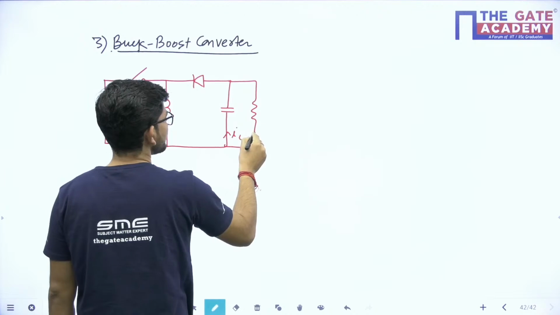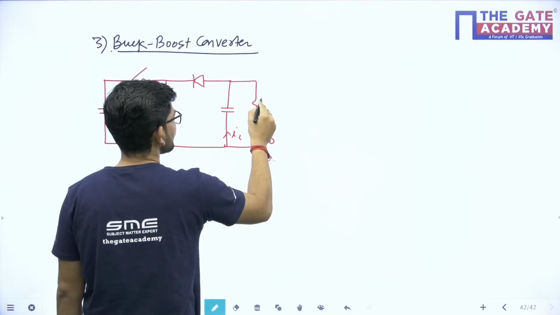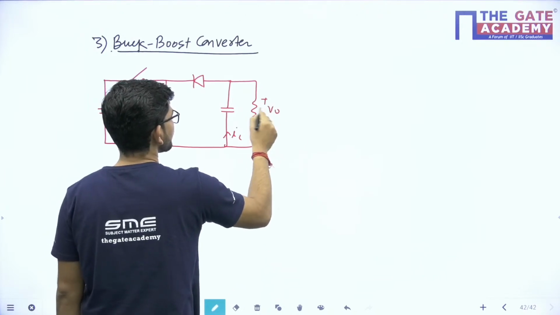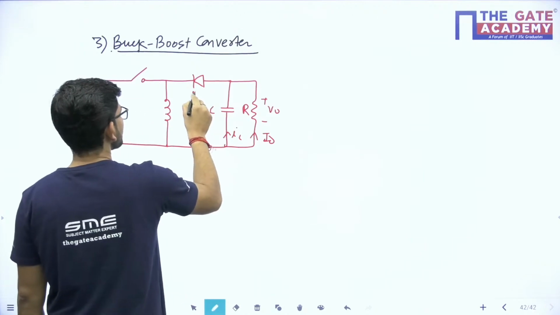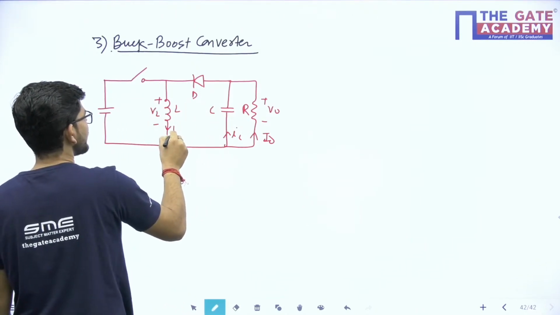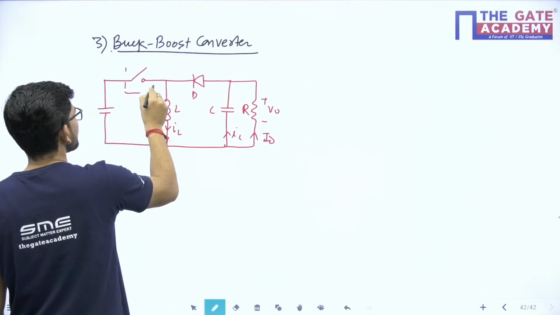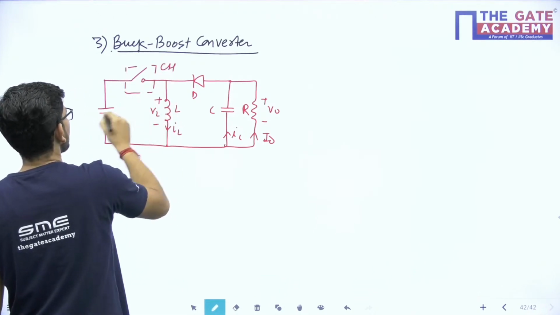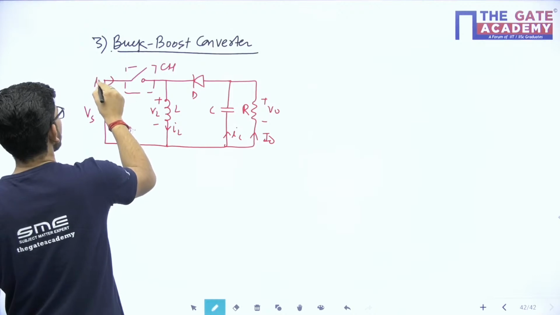This is IC, this is I naught, this is V naught. This is the diode, this is the inductor, this is the inductor voltage, and this is the inductor current. This is your chopper, and this is Vs, this is Is.